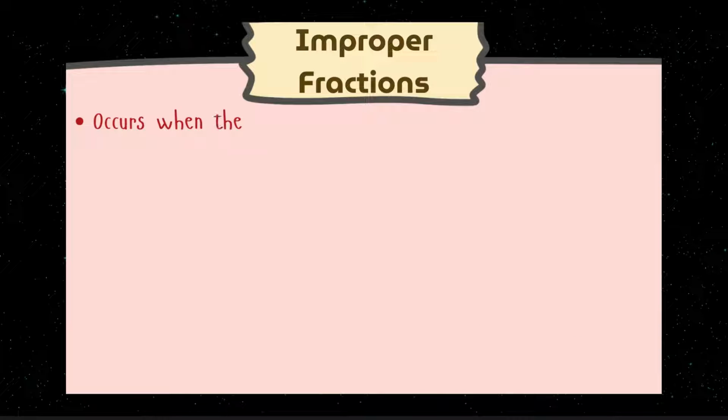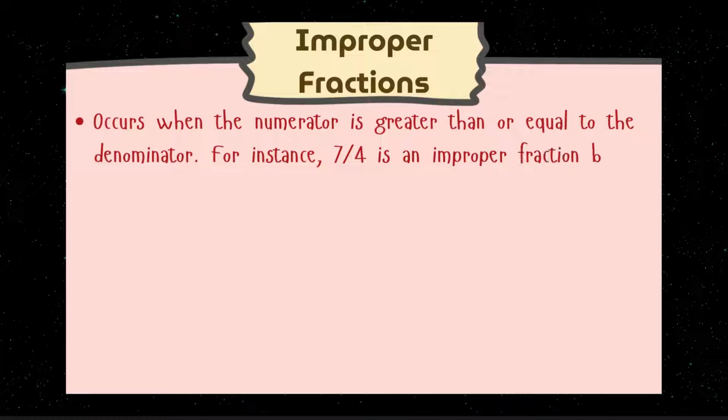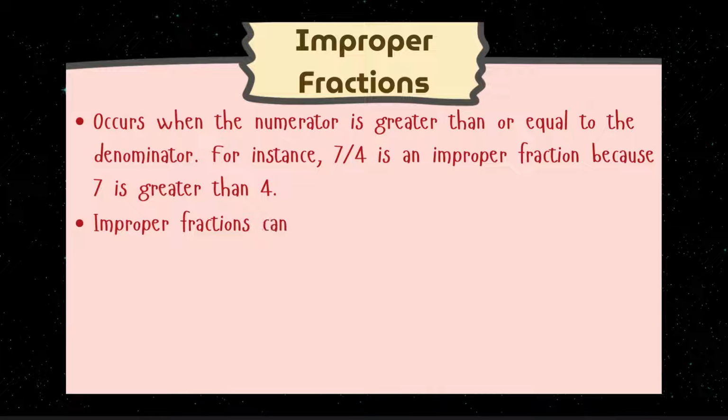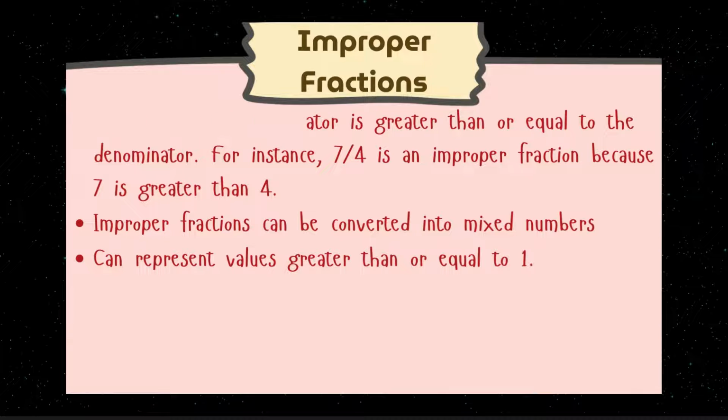Next, we have improper fractions. An improper fraction occurs when the numerator is greater than or equal to the denominator. For instance, 7/4 is an improper fraction because 7 is greater than 4. Improper fractions can be converted into mixed numbers, which we'll cover in the next section. They are useful in calculations and can represent values greater than or equal to 1.